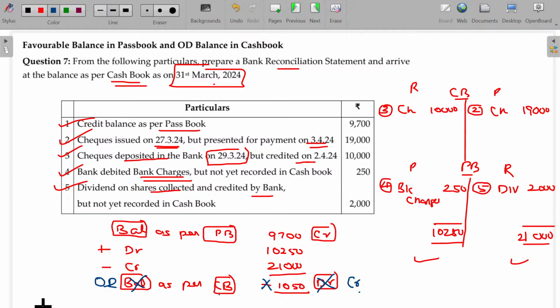For this purpose only, this illustration is I added that passbook showed favorable balance, and in case of cash book, it showed the overdraft balance. How to solve such an illustration? Only 4 adjustments, not beyond that. Seventh one. Clear?